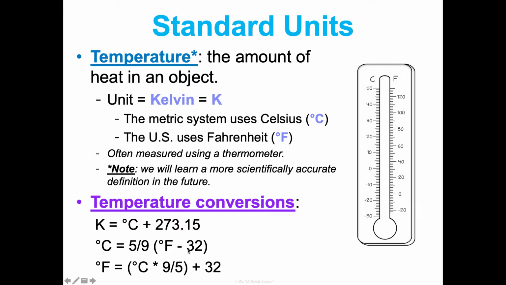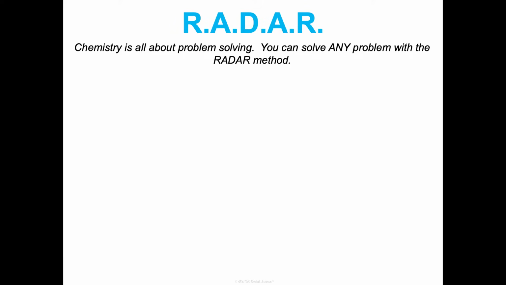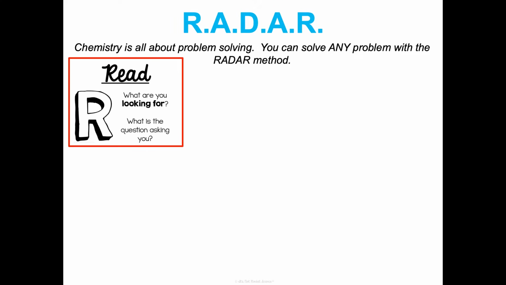Okay, so I don't want you to be overwhelmed. You can solve any problem as a chemist, and I'm going to help you do that with a strategy called RADAR. Like I said in the beginning, chemistry is all about problem solving, and you can solve any problem with the RADAR method. So if you are given any sort of problem and you don't know how to follow it, don't be defeated. Just do RADAR. So what does RADAR stand for? The R stands for read. I want you to read the problem and ask yourself, what am I looking for? What is this question asking me?